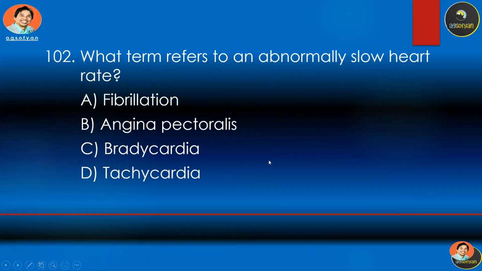What term refers to an abnormally slow heart rate? A, B, C, or D? So a heart rate higher than 100 beats per minute is called tachy. Tachy means fast. If it is lower than 60 beats per minute, it's called brady. Brady means slow. So it's called bradycardia, slow heart rate.